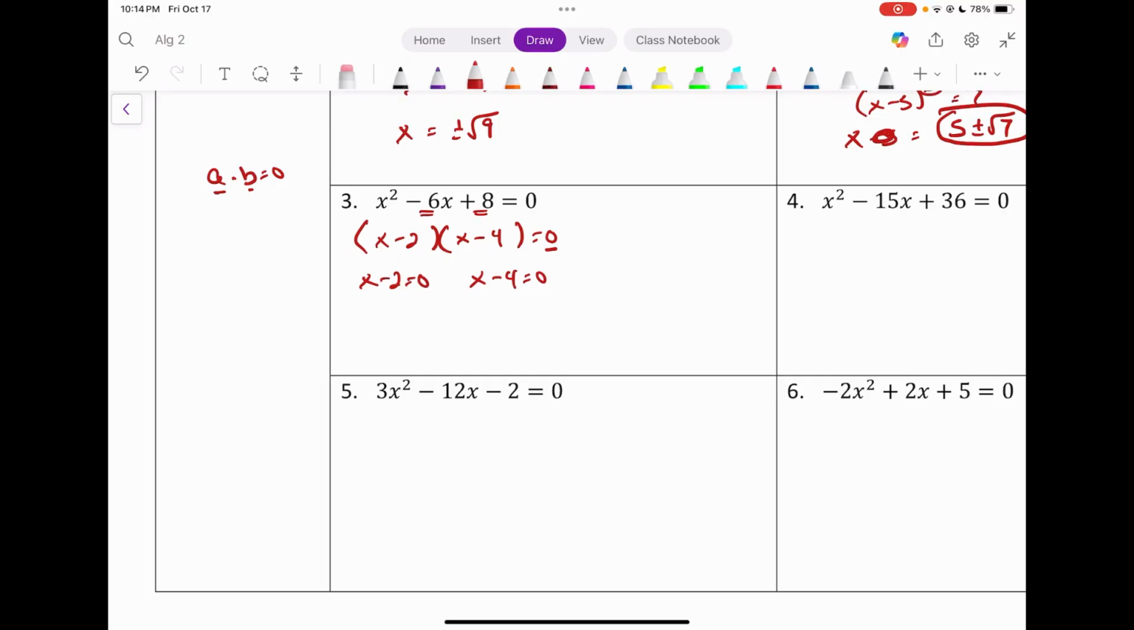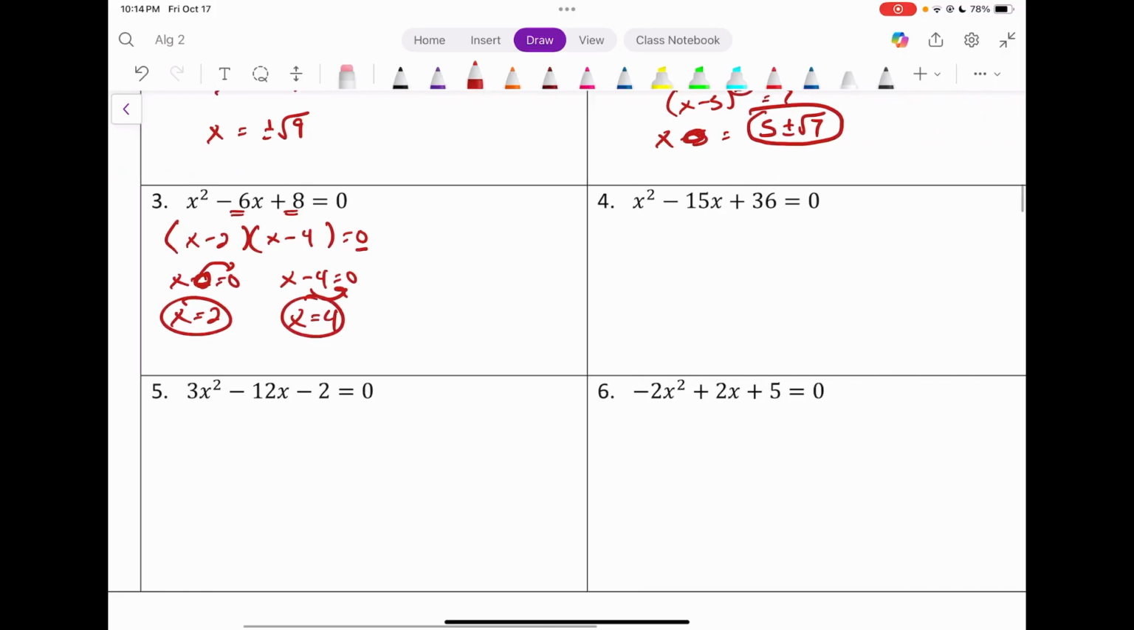This is now linear. Minus 2 turns into plus 2 when you move it over. Minus 4 turns into plus 4 when you move it over. There's your two answers. We'll work one more like that.